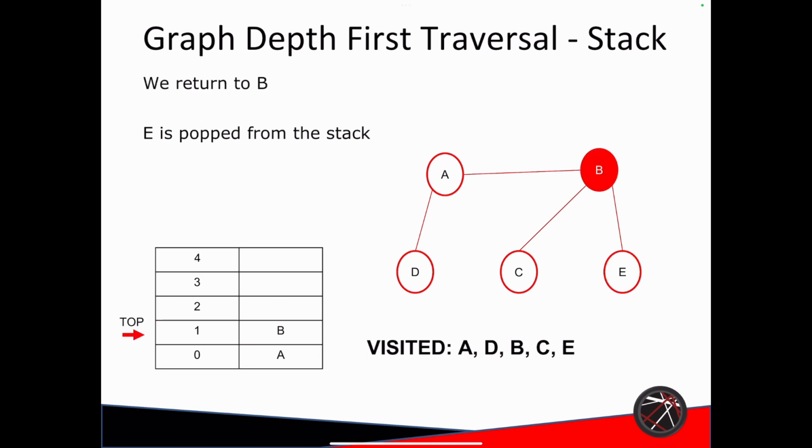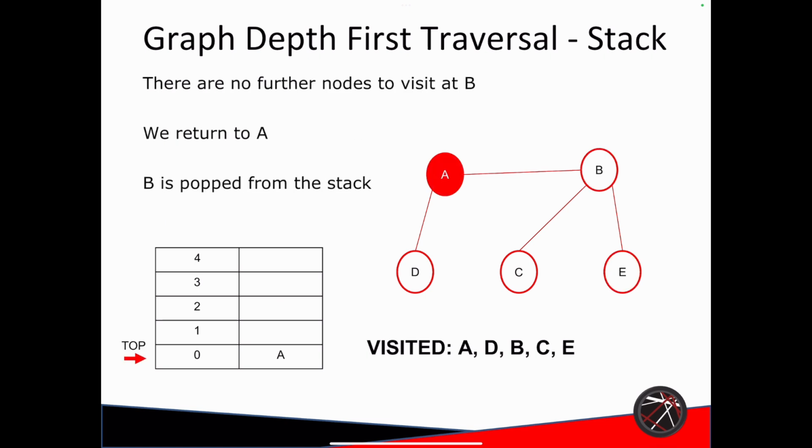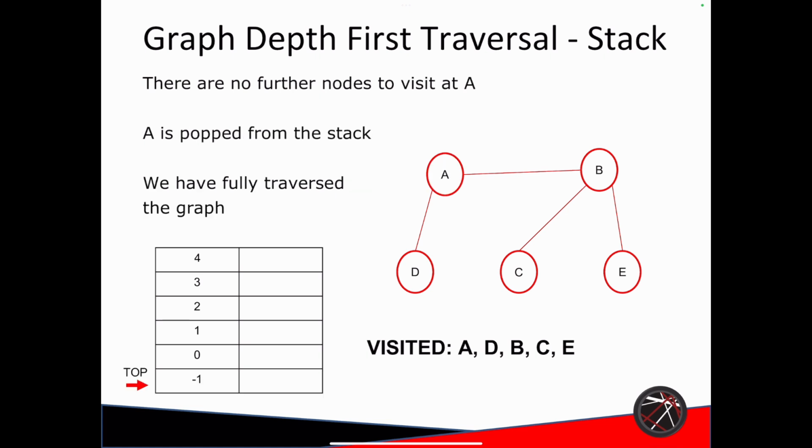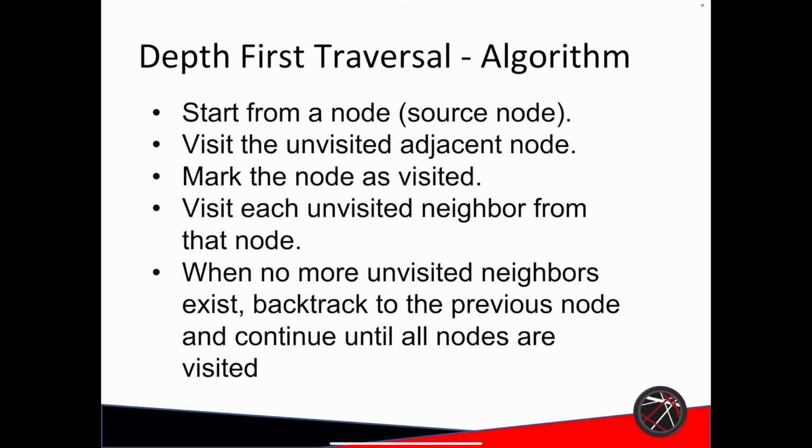There's no more nodes from B. We then go back to A. There's no more nodes from there. We're completed. You can see therefore we visited A, D, B, C, E as our order. It's a simple algorithm: we start from whichever is our first node, go along till we reach the end of a pathway, and then we return, visiting any nodes on our way back.